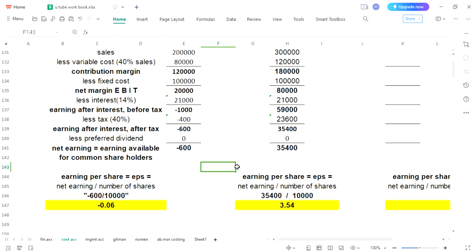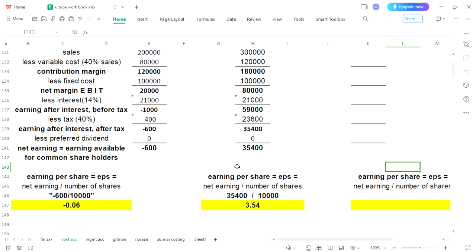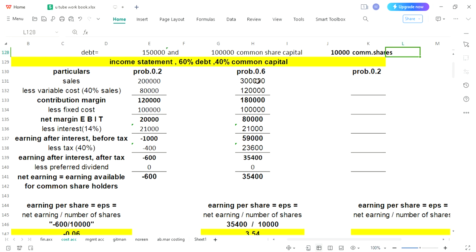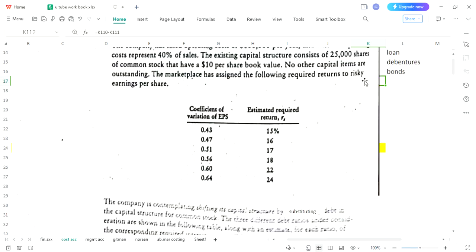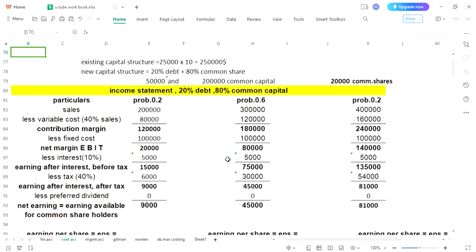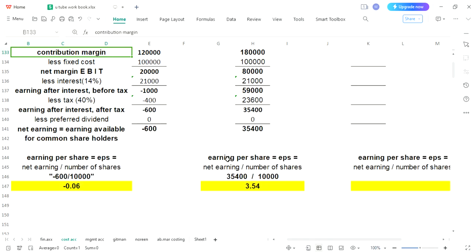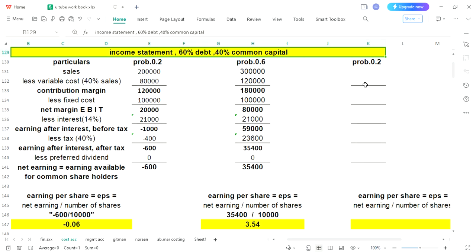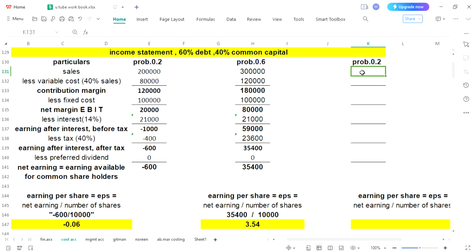So the next procedure is to calculate earning per share for the second, and it means the statement has been completed for probability 60%, and last probability 20%. We will go back to the question and look over here. The last 20% probability is to have 4 lakh amount of sales. So over here you will write your sales, which is 4 lakh.